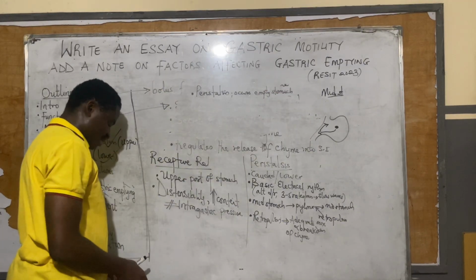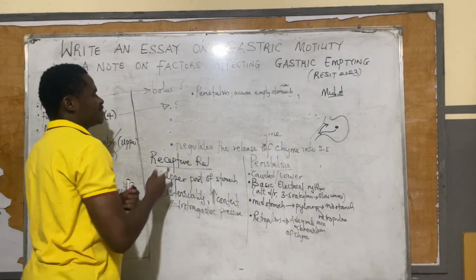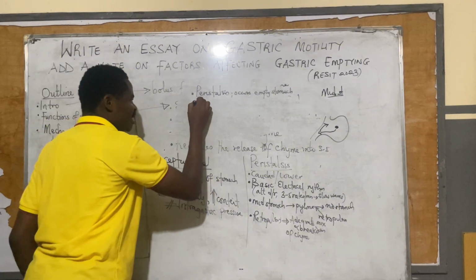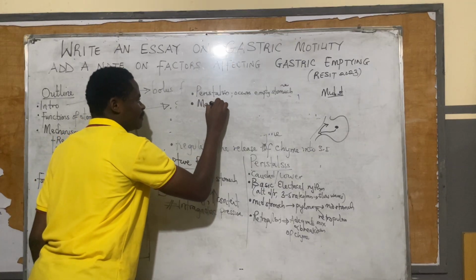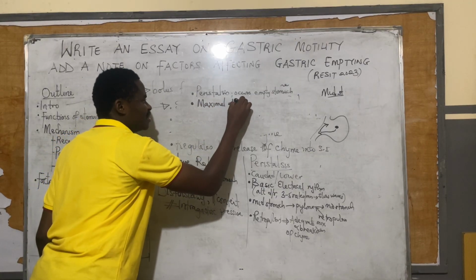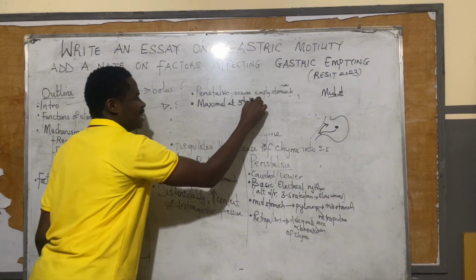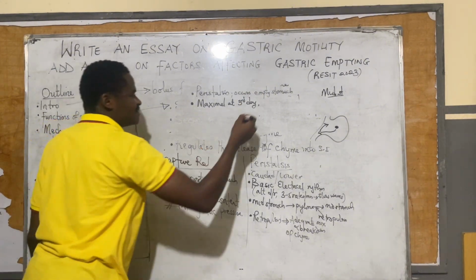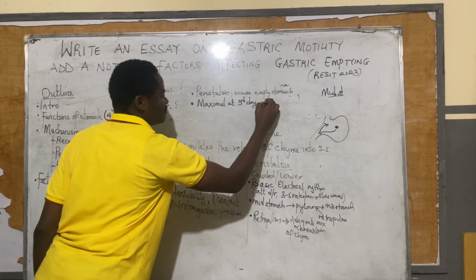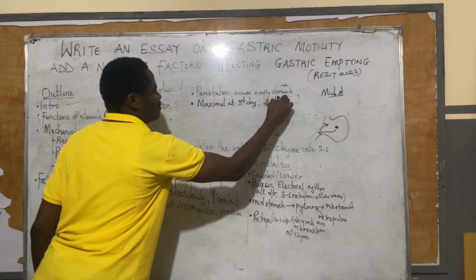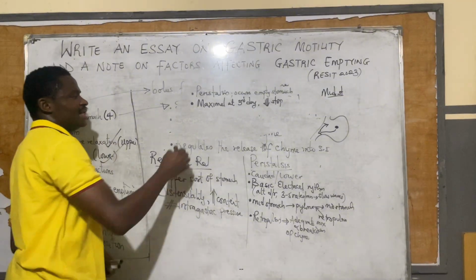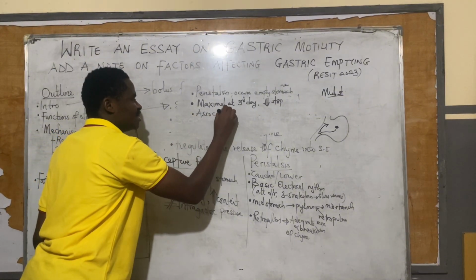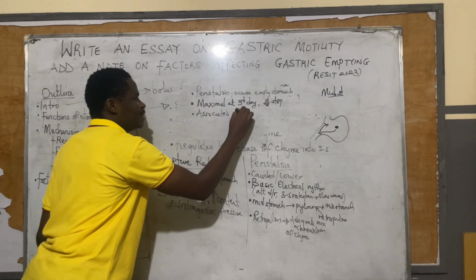Now, what becomes of the second point? For the second point, we should be able to appreciate that this is going to be maximal at the third day. You must be able to note that after that, it declines or it stops, so the person stops experiencing hunger. And then lastly, it is associated with pain sensation.